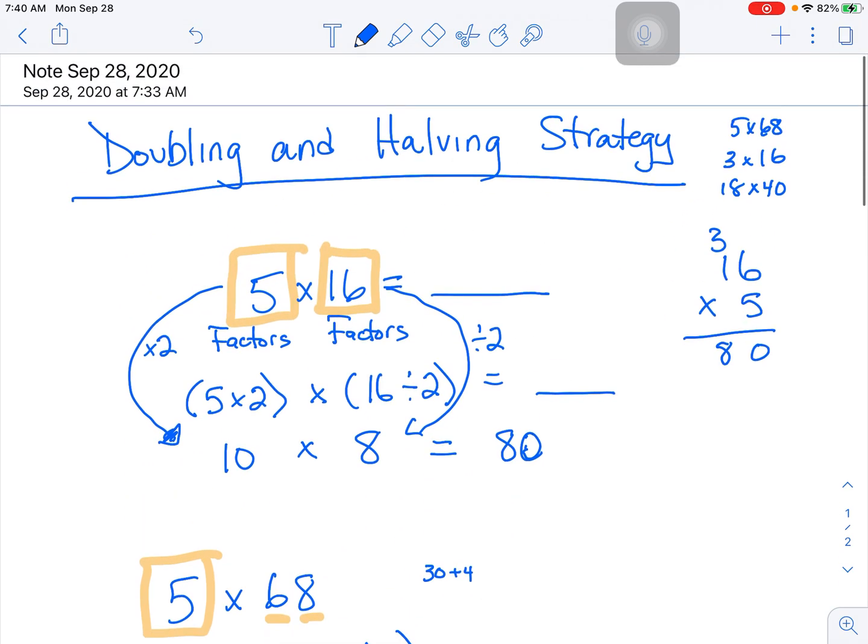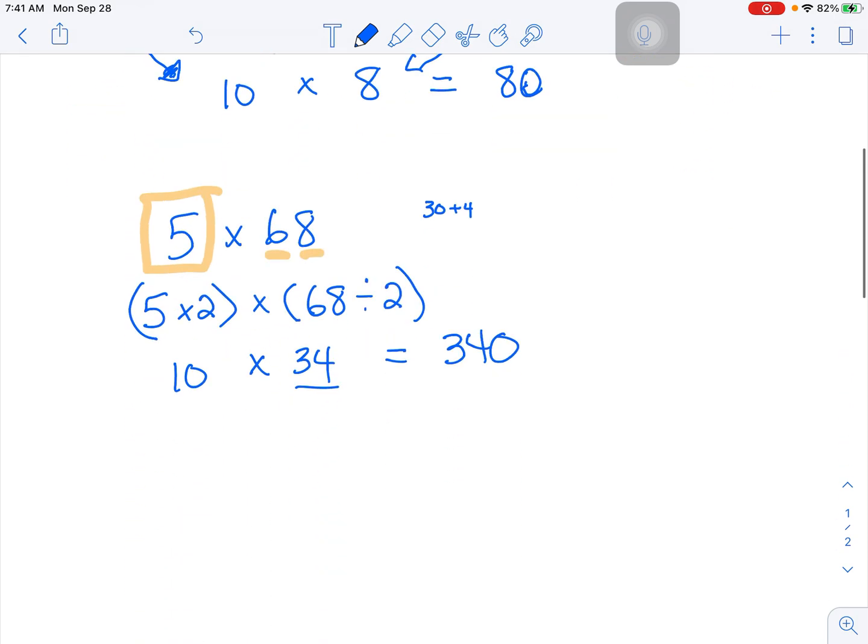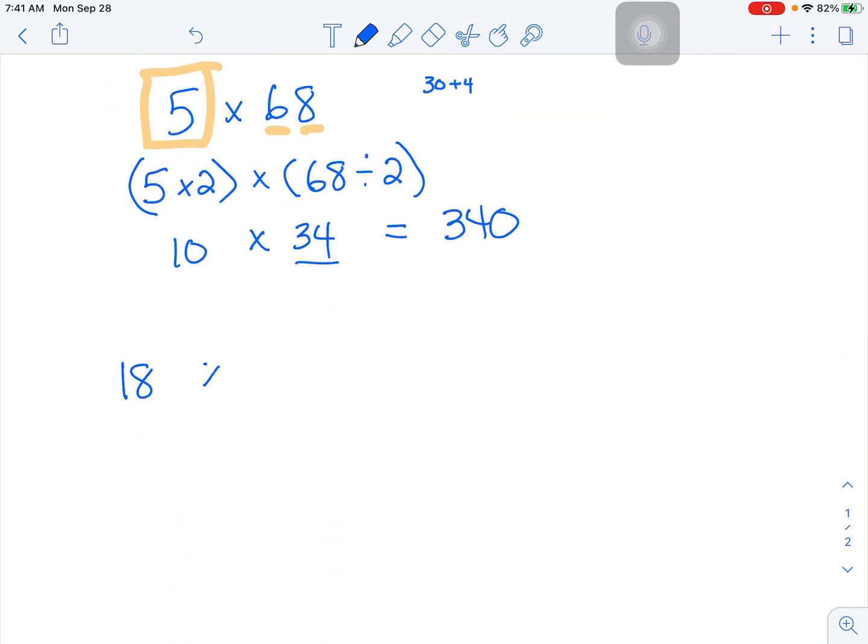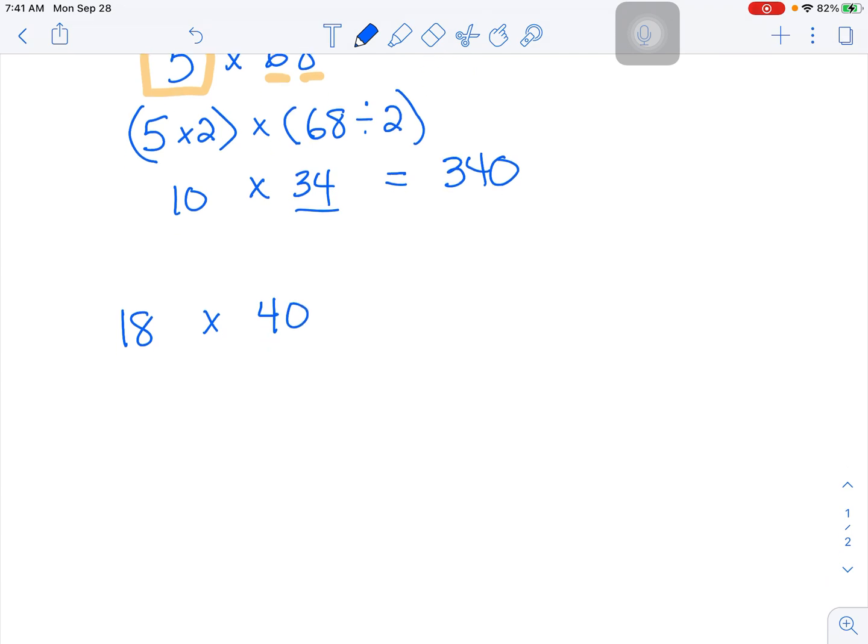All right, let's do one that does not involve a 5. So let's try 18 times 40. All right, so once again, I want to double the 18. So that's going to be 18 times 2. And I want to take half of the 40. So that's 40 divided by 2. Now, if you can do this in your head, that would be preferable. If you can't, you might need to use your work off to the side. But I know that 18 times 2 is 36. And I know that 40 divided by 2 is 20. And that doesn't look that much easier than it was in the beginning.